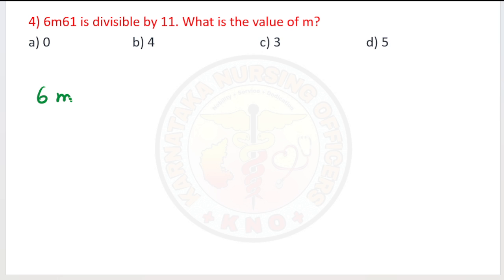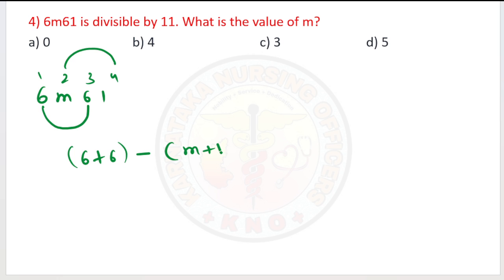So 6m61. Here 1, 2, 3, 4. So odd digit numbers are 6 and 6. Even digit numbers are m plus 1. Do the subtraction. First add the even digit numbers and add the odd digit numbers. So 6 plus 6 minus m plus 1 is equal to what? This is the rule of divisibility by 11.